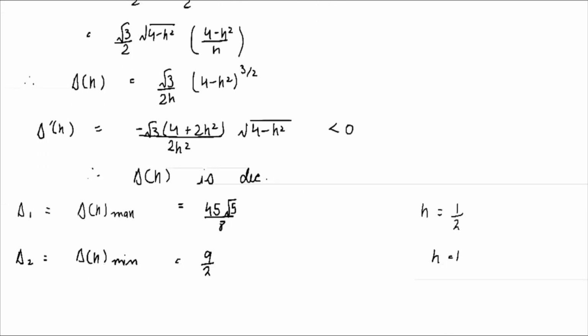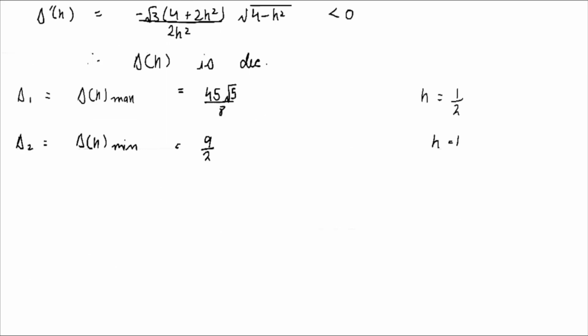Now we need the value of the expression 8 upon root 5 into delta 1 minus 8 into delta 2. So this is equal to 45 minus 36, which is equal to 9. So 9 is the required answer. Thank you.